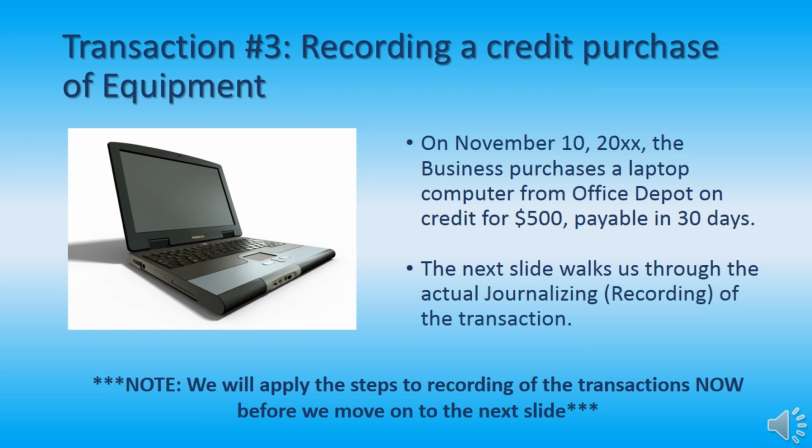And now it's time to tackle transaction 3, recording a credit purchase of equipment. As you may recall from your T-account exercises, on November 10th, 20XX, the business purchased a laptop computer from Office Depot on credit for $500 payable in 30 days. The next slide walks us through the actual journalizing, or recording, of this transaction. In your handout are discussed all 4 of the steps to record this transaction. Be sure to read through the handout and make sure you understand those steps before you move on to the next slide and record the transaction in your sample form handout.